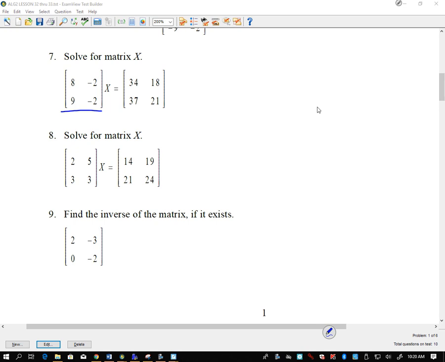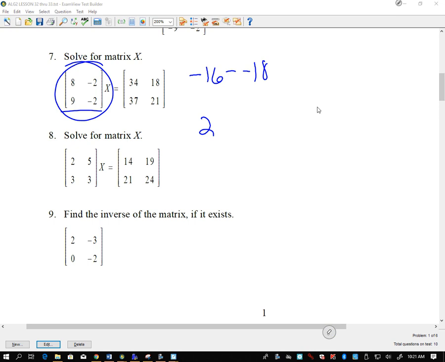All right, so the first thing I have to do is find the inverse of this. We have time? Okay, all right, well, we should have time. So 8 times -2 is what? -16 minus what, negative 18? All right, so that gives me what? An answer of 2? Positive 2.